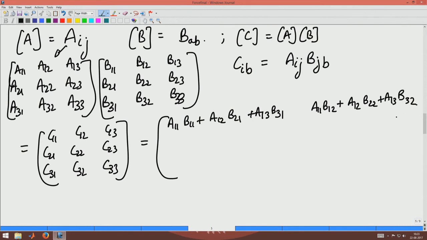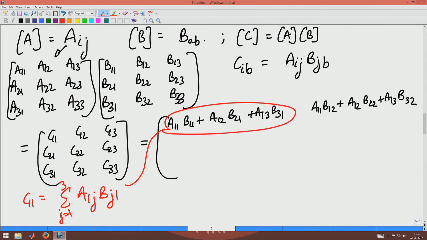Okay. Plus there will be additional terms. These two terms suffice to see what you are summing up. If I write C 1 1 here, C 1 1 would be summation A 1 j B j 1, j equal to 1, 2, 3. Let us see whether this is equal to this, right.